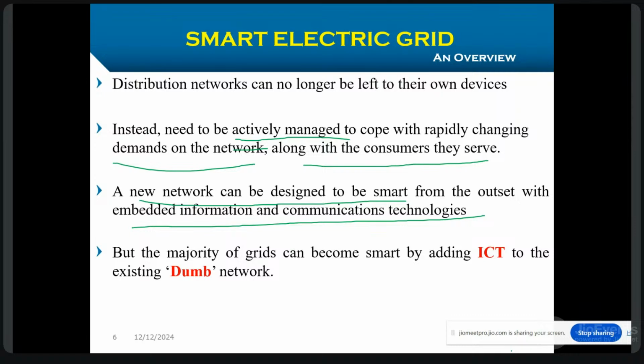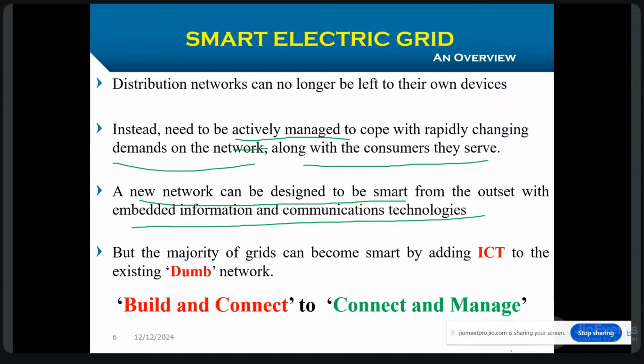So by integrating this information and communication technology with the existing system, we are basically giving voice to the existing system. So we can convert those passive networks, the existing conventional networks, into smart networks. With this embedded information and communication technology, the existing grid can be transformed into a smart electric grid.